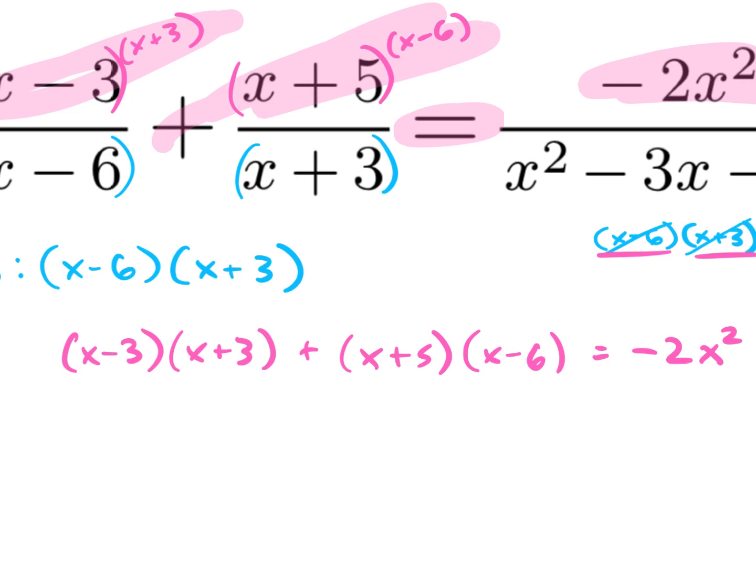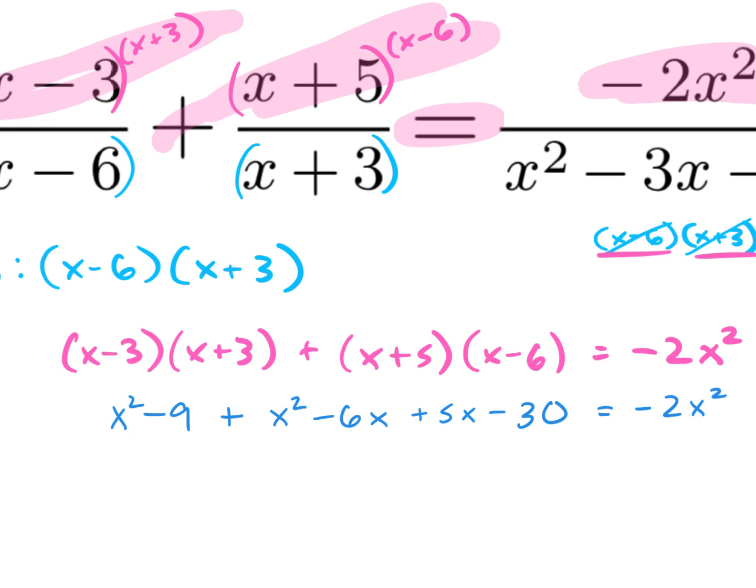So let's multiply x minus 3 times x plus 3. When we multiply this out, what are we going to get? Awesome. X squared minus 9. You can FOIL it out or use your conjugate shortcut there. Next one's not conjugate, so we actually have to FOIL it out. So here we get x squared minus 6x plus 5x minus 30. That's equal to negative 2x squared.